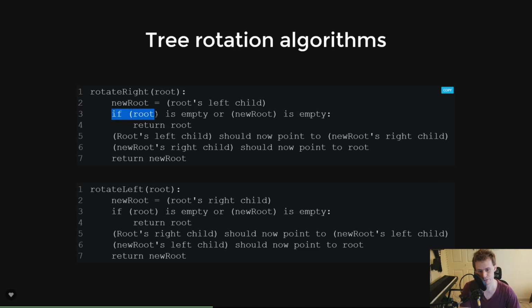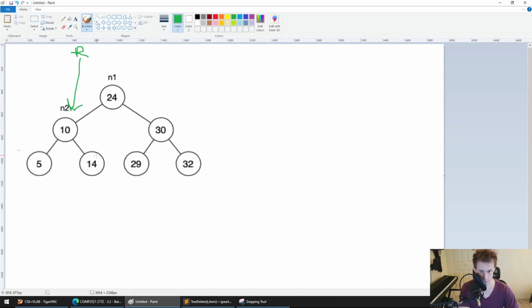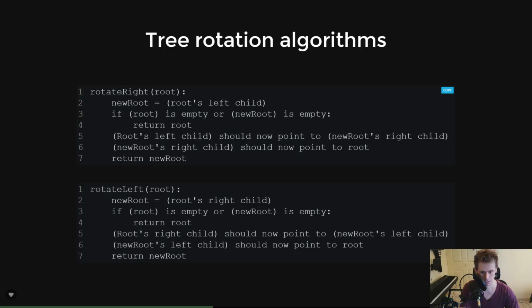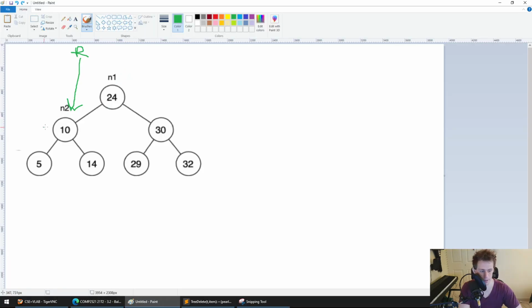Then I check, is the root, this is the root that was passed in, not the new root, is the root empty? Or is the new root empty? In the case where the root's empty or the new root's empty, you just return this, I think. Yeah, if either of them are empty, it's not really a rotation, right? These are just the standard checks that you have at the start of a lot of these functions.